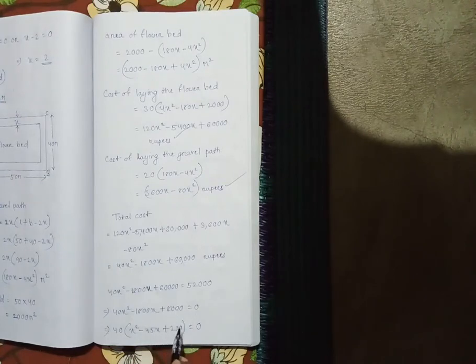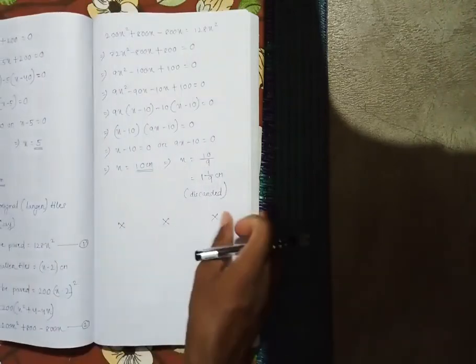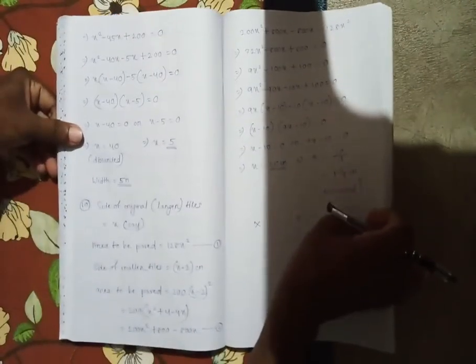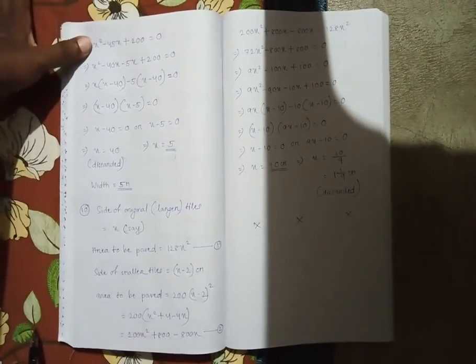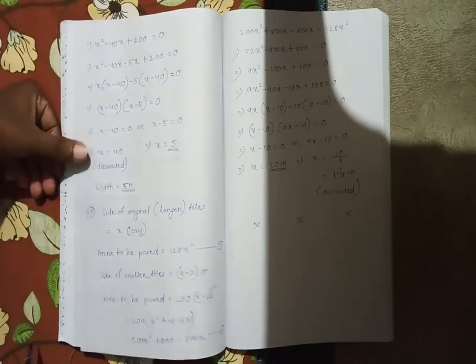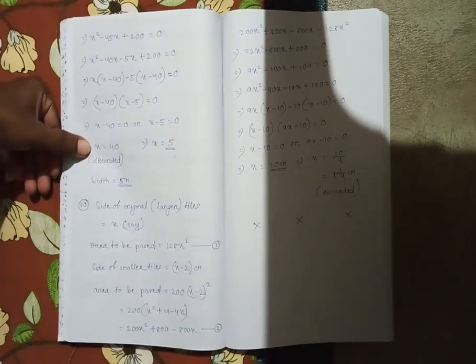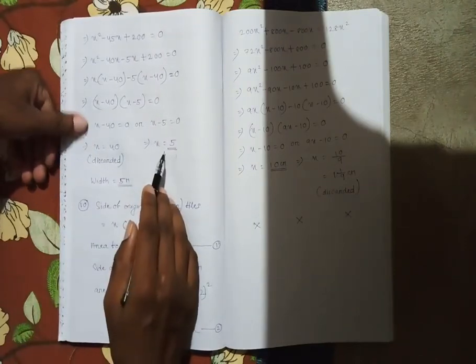We can take 40 common and cancel. So on doing that, we get the final quadratic equation in simplified form, that is x square minus 45x plus 200 is equal to 0. Then you know how to solve it. On solving we get x is equal to 40 or x is equal to 5. Okay, x is equal to 40 or x is equal to 5.